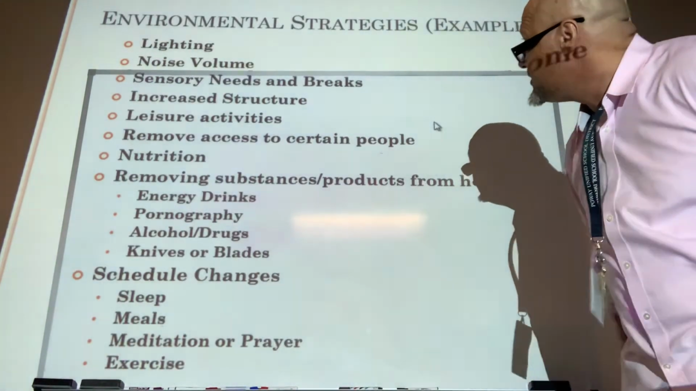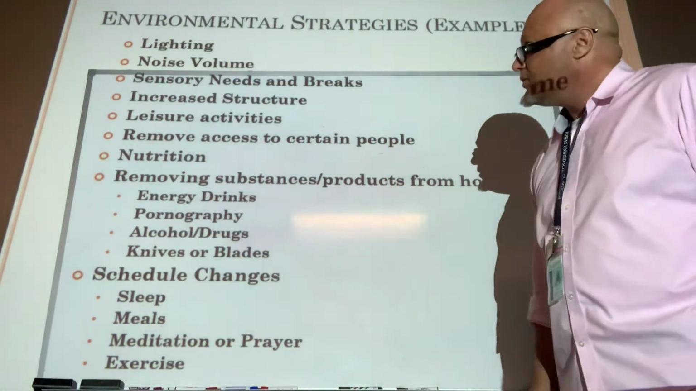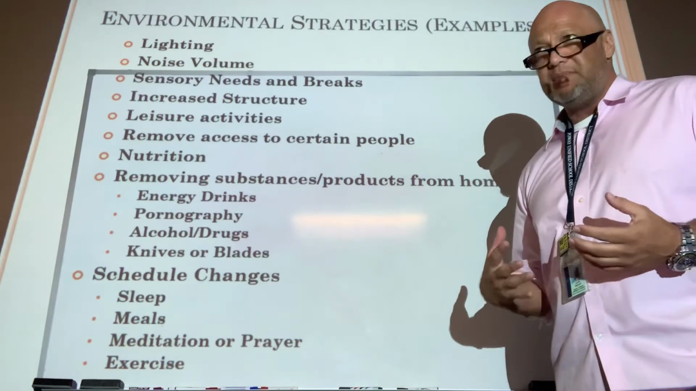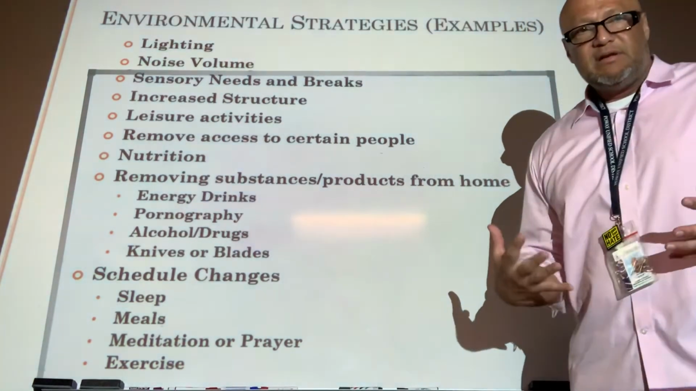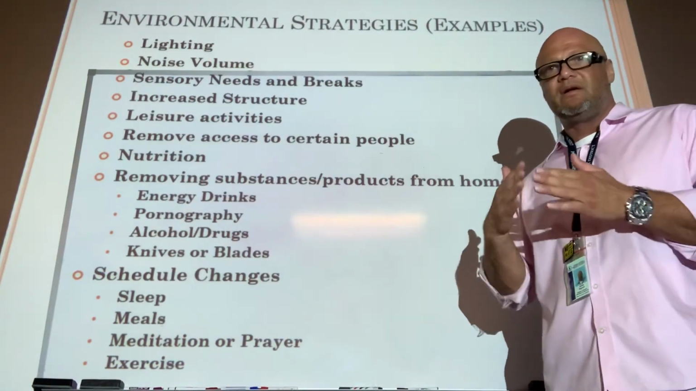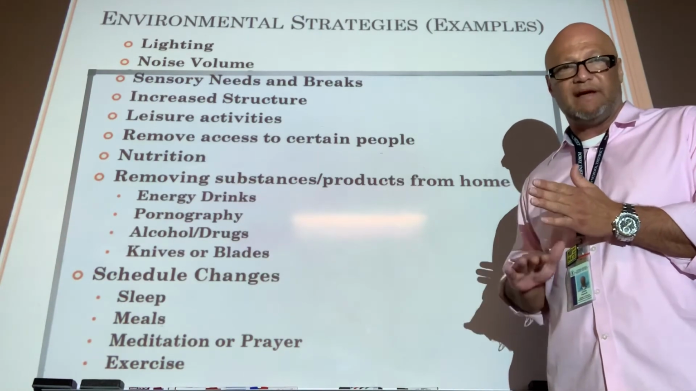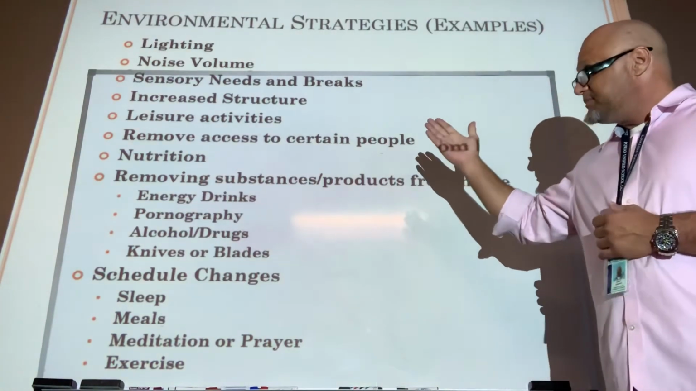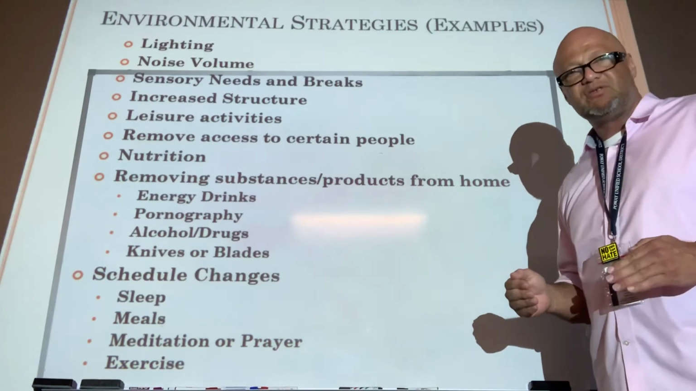Let's talk about some environmental strategies. It can be things like lighting or noise volume or sensory type things that maybe don't trigger it, but people can be very sensitive to certain stimuli that can create more anxiety, that can have their tolerance for frustration go way down. So those are things to be aware of. Some people need to create more structure in their lives, which as far as schedules to help them.